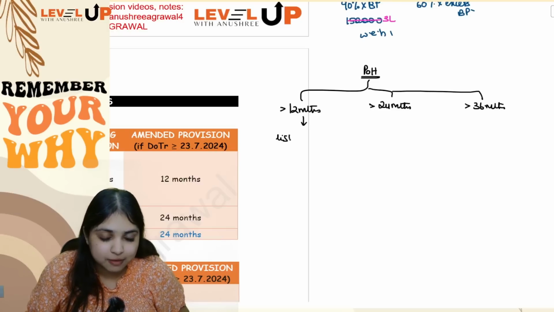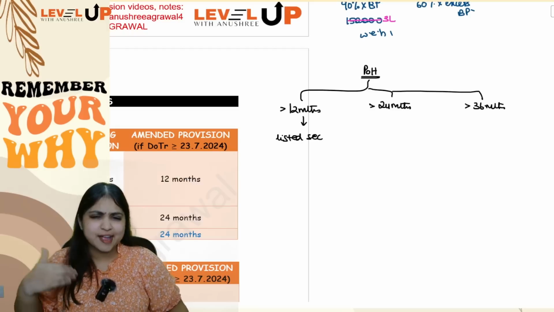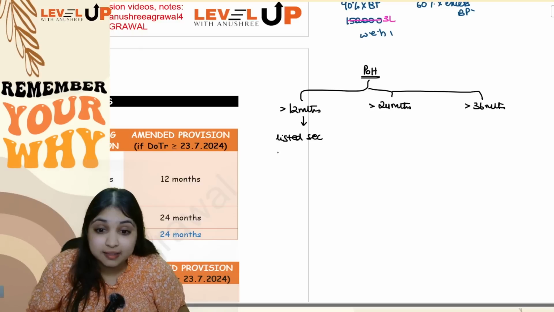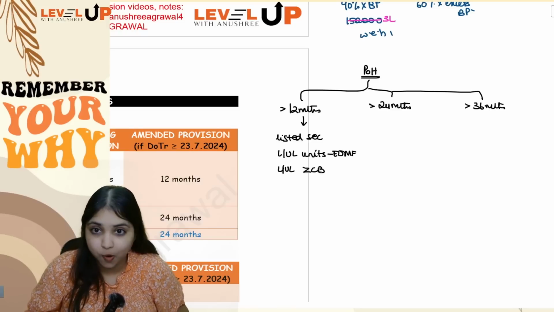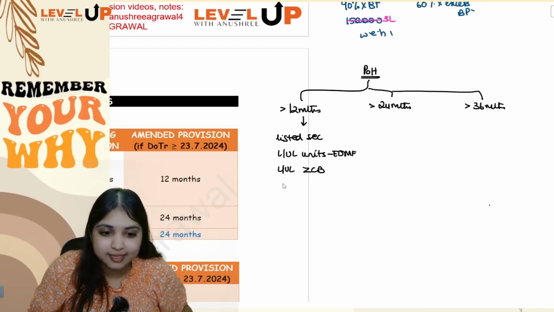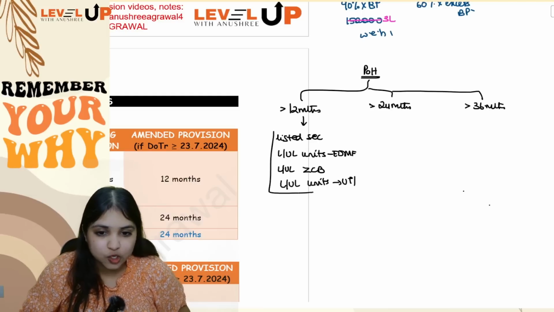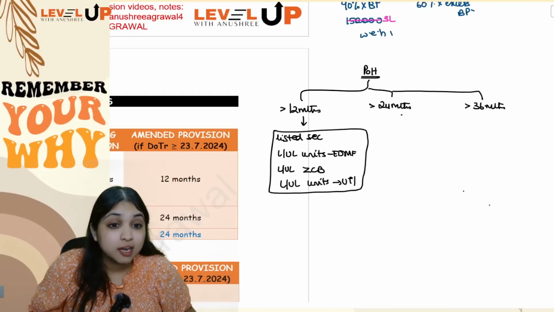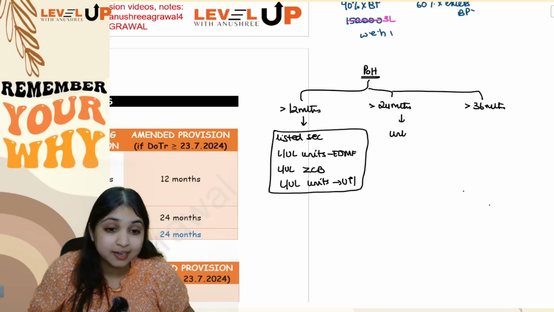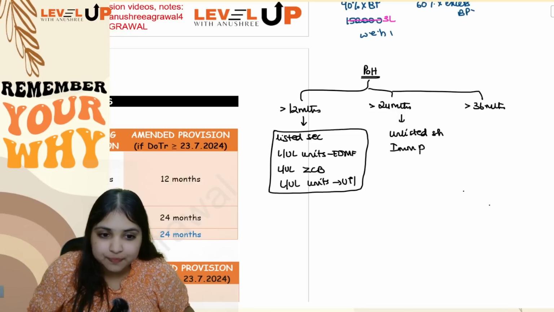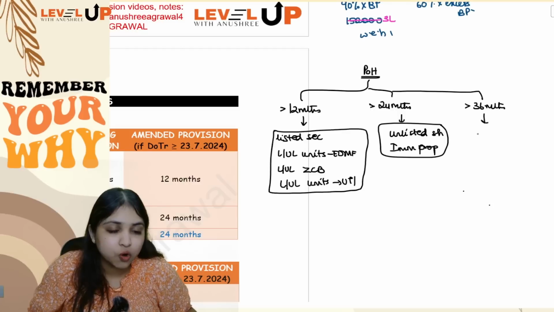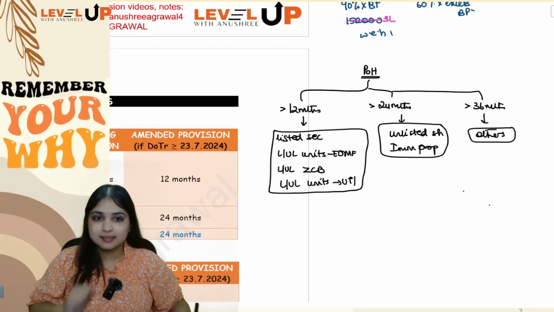12 months is applicable for what? Number one, for listed securities. It can be shares, debentures, bonds, any listed security. Then for listed or unlisted units of equity oriented mutual fund, listed or unlisted zero coupon bonds, and listed or unlisted units of UTI. For these four assets, your relevant period of holding was 12 months. 24 months was for only two assets: number one, unlisted shares, not unlisted securities, unlisted shares, and number two, immovable property. For these two you had 24 months and for all others we had 36 months. This is how we used to learn.